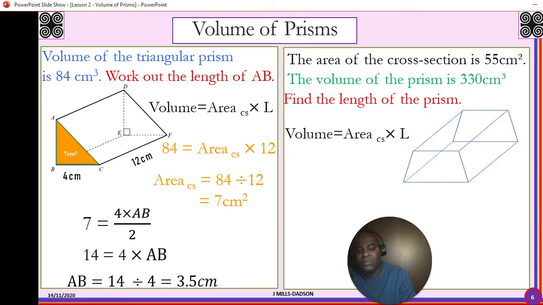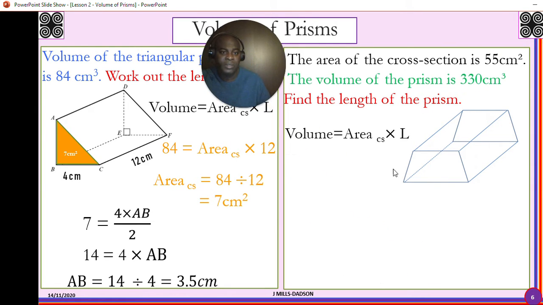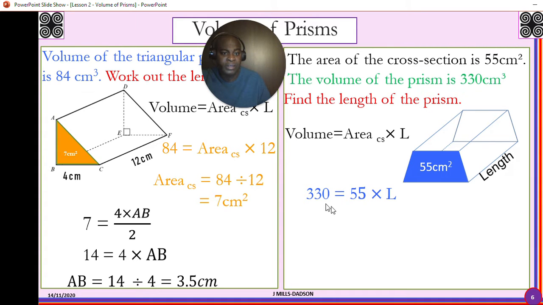3.5 cm. Similarly, on the other side, volume is 330. 55 is the cross section. Slot them into the formula. All you need is to work out L. And to work out L, you divide both sides by 5. And you have L to be 6 cm.